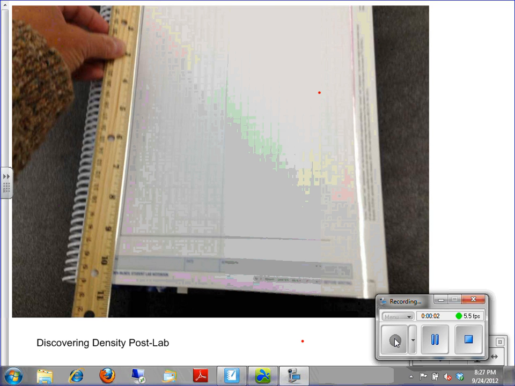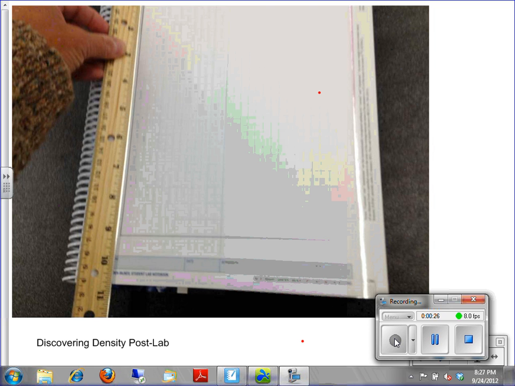This is the Discovering Density PostLab video. It's meant to help you figure out how to work up your data and answer any PostLab questions. In this lab, you collected masses and volumes for 5 samples of a particular metal. You either had a silver colored metal or you had sort of a goldish colored metal.